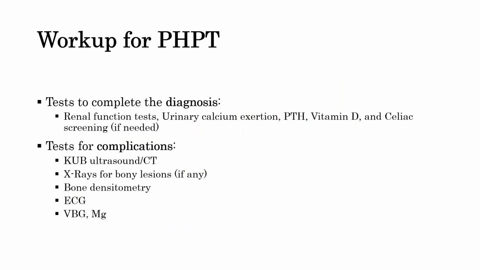To complete our workup for primary hyperparathyroidism, we need a renal function test, urinary calcium excretion, parathyroid hormone, and vitamin D. In some cases, we need celiac testing, like in normocalcemic hyperparathyroidism. Also, we should screen patients for complications with ultrasonography, KUB, or CT, X-ray for bony lesions like brown tumors, and bone densitometry to see osteoporosis, ECG to see cardiac involvement, and for renal tubular acidosis and hypomagnesemia, we need VBG and magnesium.